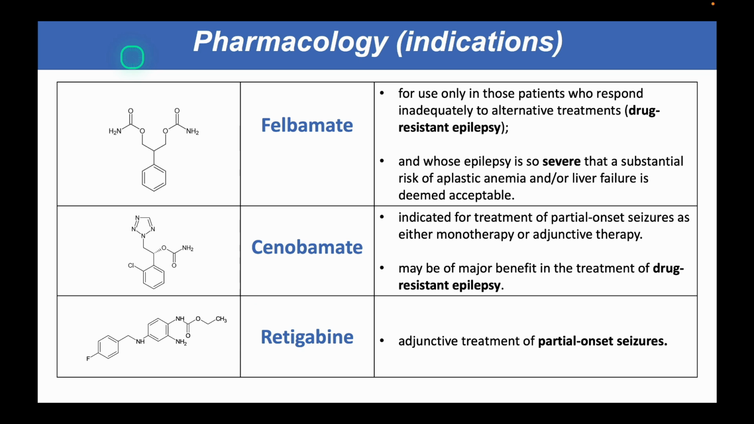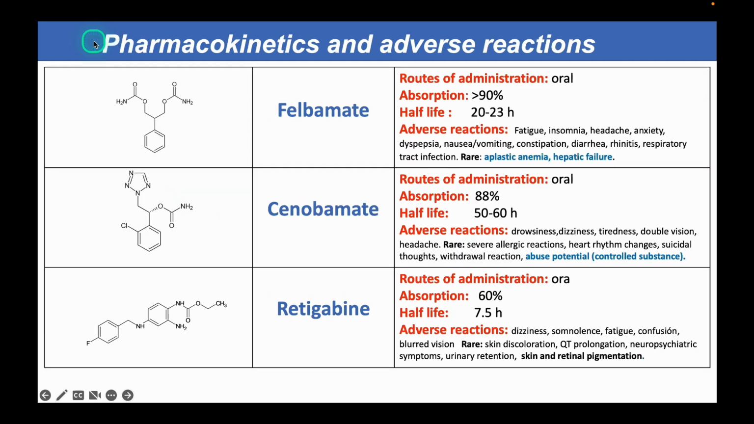We can say that the three drugs are used in the treatment of severe epilepsy cases or those resistant to other antiepileptic drugs. The three drugs are administered orally. Felbamate and Cenobamate have relatively long half-lives. Here are the adverse reactions, both common and rare, that require medical monitoring for the three drugs.